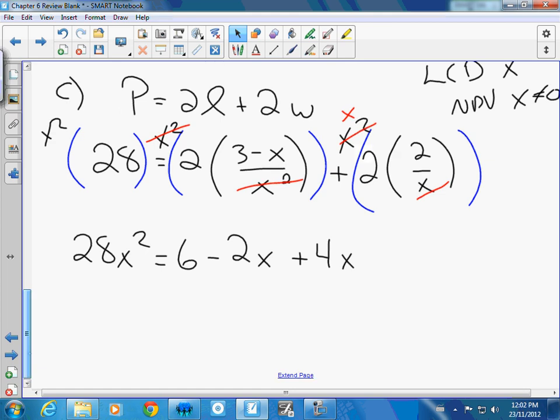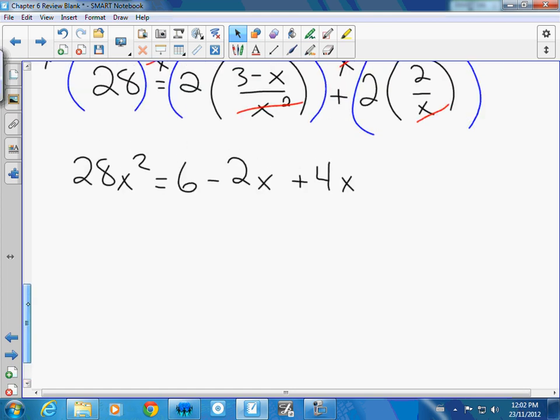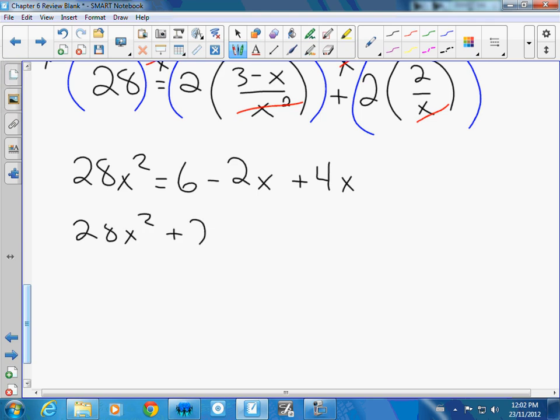Okay. So let's collect everything. Let's all make it 0. We might as well bring it all over to this side. So 28x squared plus, oops, I'm moving it all to the left side. Negative 2x plus that is positive 4 comes over, it's negative 2x. Minus 6 equals 0.